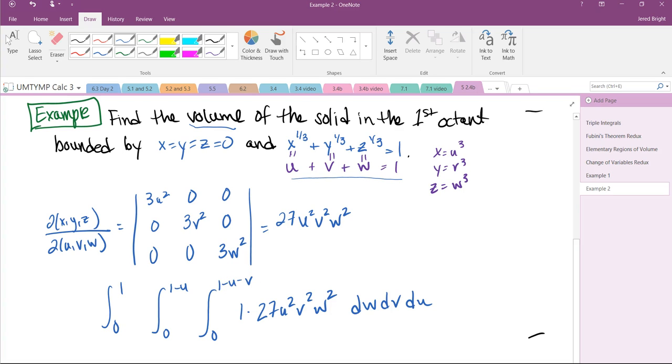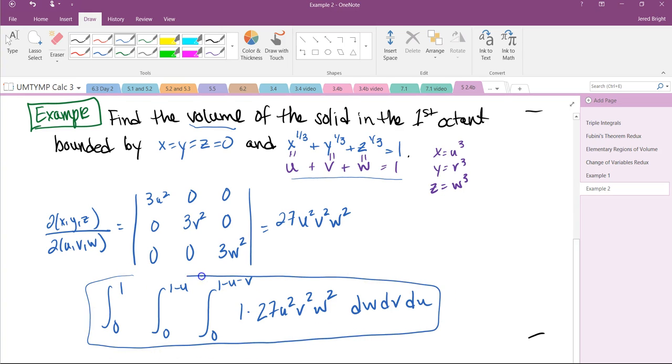And that, my friends, is the integral, which you can evaluate to find the volume. I'm not going to go through the volume though. So a different example, not using our standard Jacobians. Remember always to include that. And that's going to conclude the videos for this week.